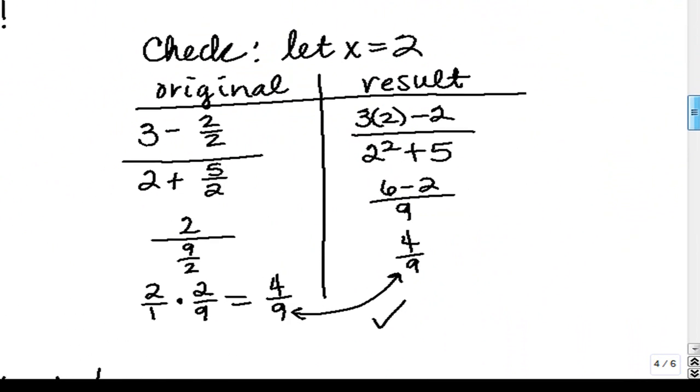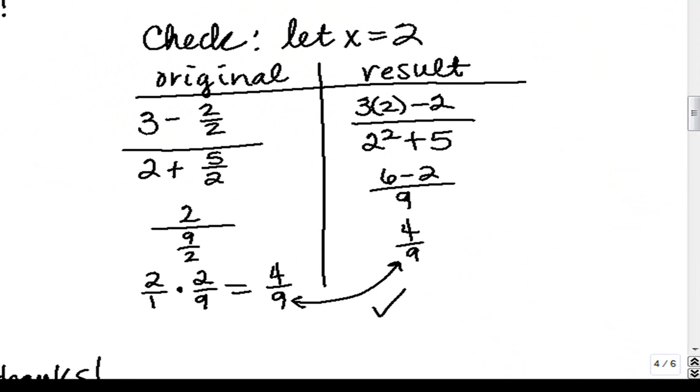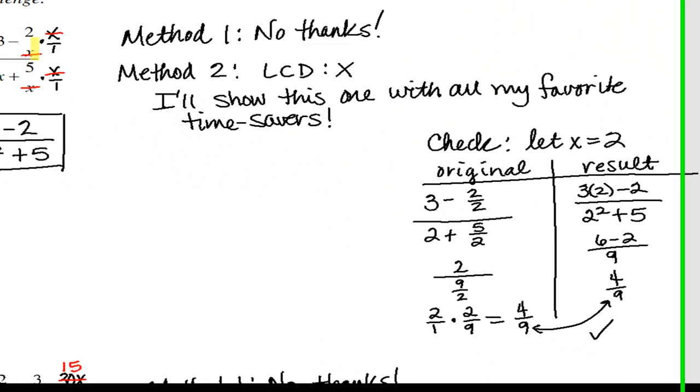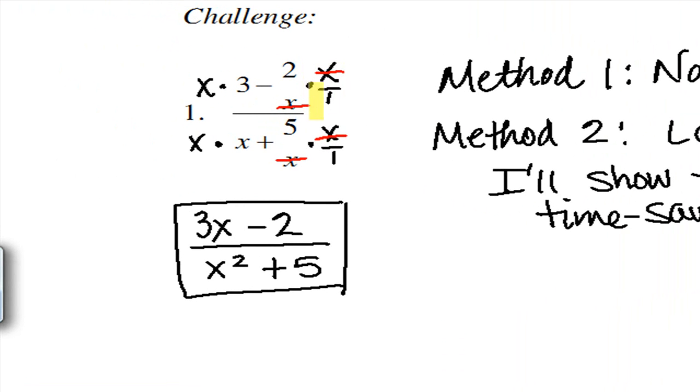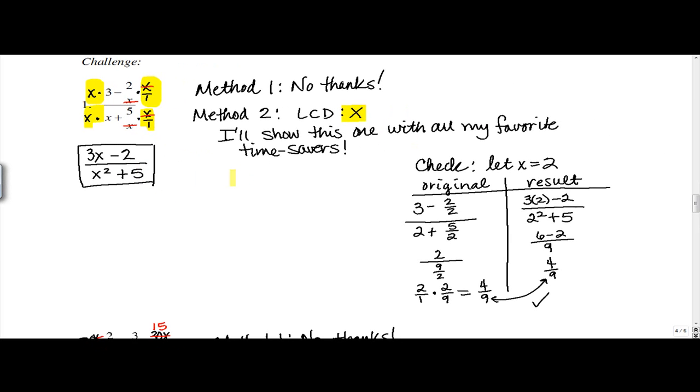Okay, there's the challenge problem. You could use method 1. I did not want to because I had 2 separate fractions, so I was like, nope, forget it. I'm going straight to method 2. My LCD is simple, and I'm showing it with all my time savers where I just multiply. I show that here, and then I show multiplying every term, whether it has a fraction or not. Every term is getting multiplied by that. And then I can just show my reducing on that original problem, and bam, right down there to my answer.